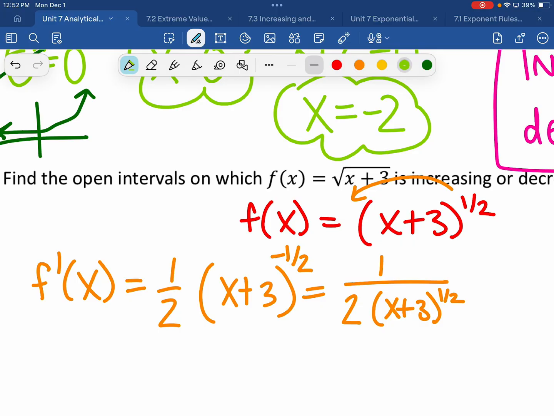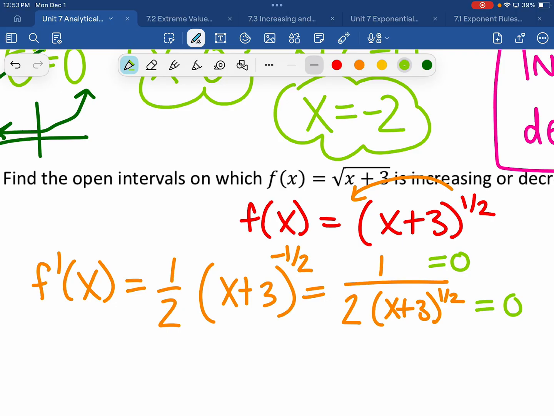Okay, so I have my derivative. How do I figure out what my critical numbers are? Set it equal to 0. Now, when you set the top equal to 0, is there anything to solve for? No. What about when you set the bottom equal to 0? Yes. Does the 2 matter? No. What about the 1/2? No. The only thing that matters is the x plus 3.